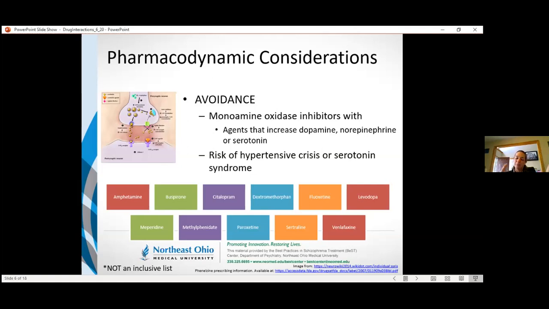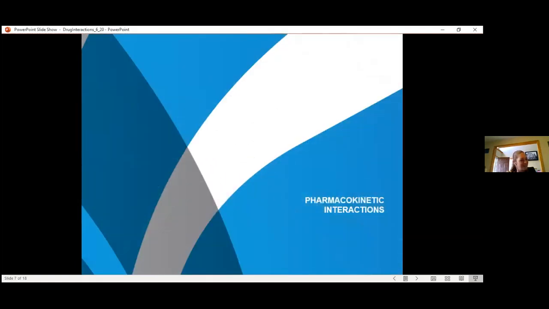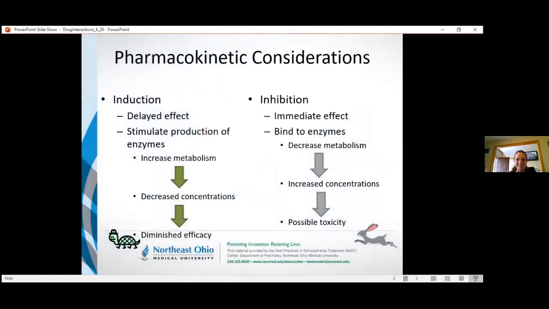So pharmacodynamic, we definitely have drug interactions to consider, but I think when many people think of drug interactions, they think about the pharmacokinetic ones. So our pharmacokinetic ones, we're going to focus on the metabolism and zoom in specifically on induction and inhibition. So induction of the enzymes, and we're going to focus mainly on cytochrome P450.